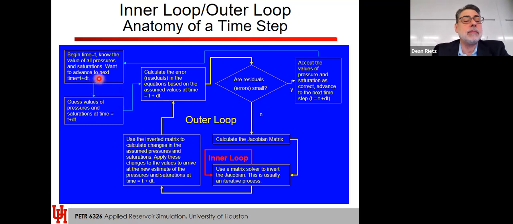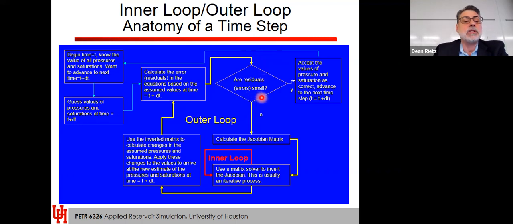So then we say, we started at that time. We know what everything is, whether it's the initialization of the model or we just solved it from the previous time step, we know what the numbers are. Then we're going to guess values of pressures and saturations at T plus delta T. There are algorithms on how we guess this. A lot of times they might use the same numbers and advance the time. And then we calculate the error or the residuals, the F equals 0. Whatever that is, it's not going to be 0. We calculate what that is based on the assumed values.